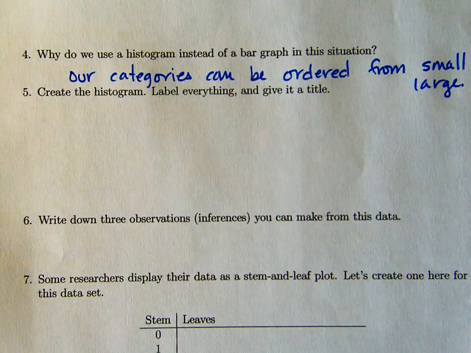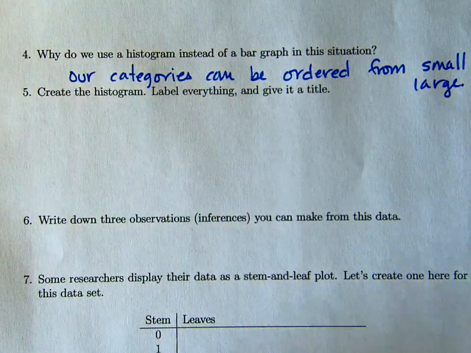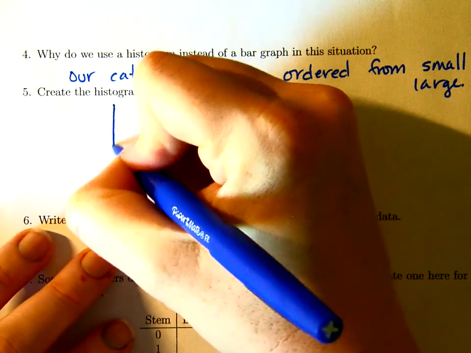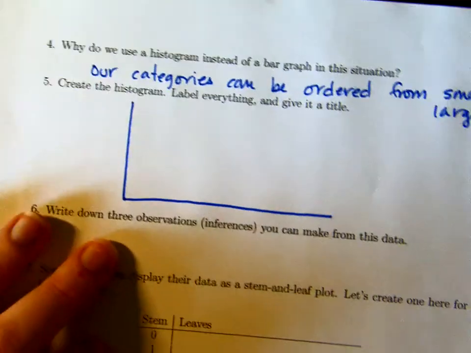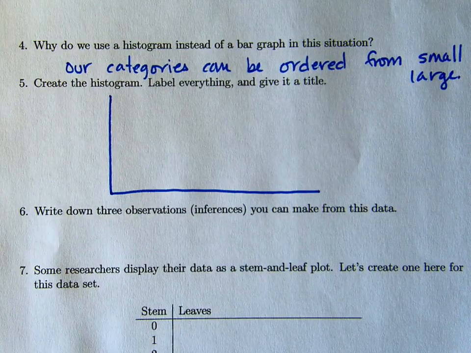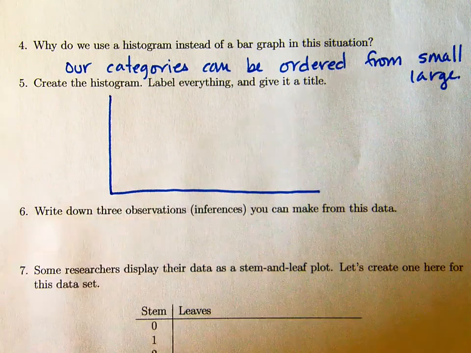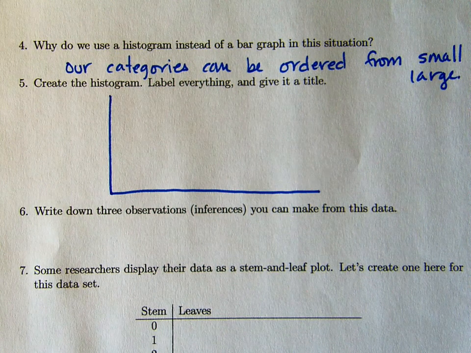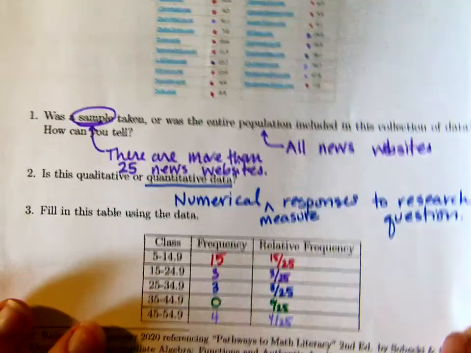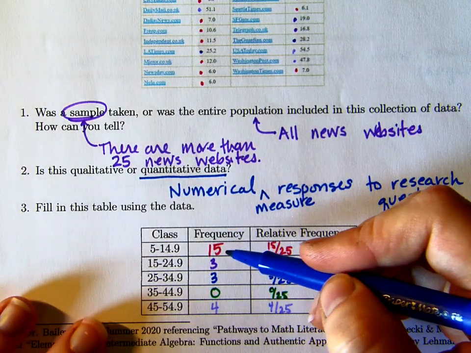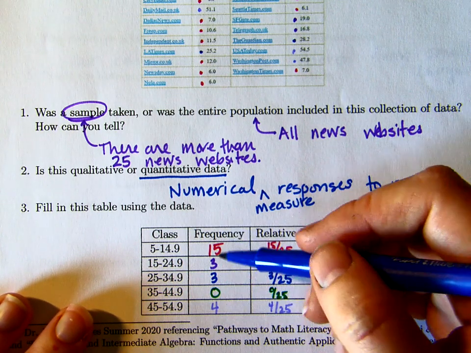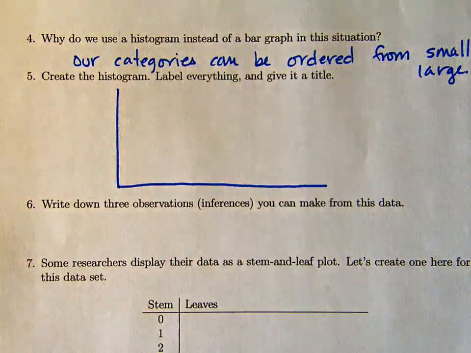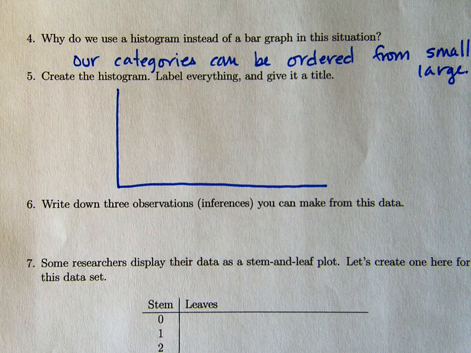Okay. So here we go. It's very similar to a bar graph, except now we have numerical values along our horizontal axis. So let's go back to here. Our frequency goes up to 15 at the highest. So we could probably count by 5s or 2s, let's count by 2s. But we have to make it go all the way up to 15.